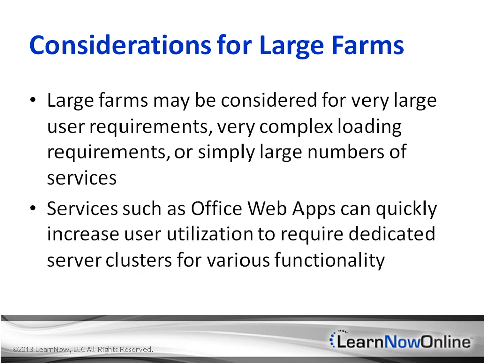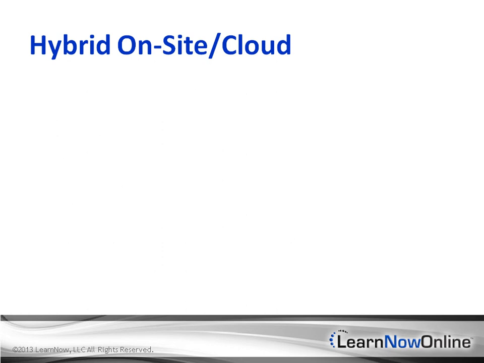And again, services such as Office Web Apps can quickly increase user utilization, and require dedicated server clusters for various functionality like that. So if you've got a situation where your organization uses Excel extremely heavily, you're maybe a financial services group that has lots and lots of things going on in Excel, and you're using Office Web Apps to keep your footprint low and keep the risk of losing data on a desktop down, you may need to scale out the Office Web Apps and particular parts of Office Web Apps very easily. And now a large farm can allow you to have that capability of, again, increasing the capabilities that you need in very targeted and very specific areas.